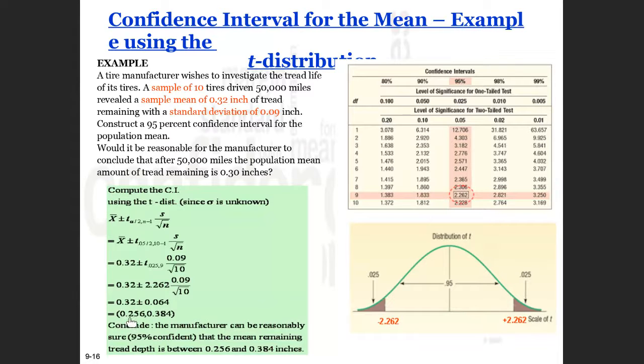this is your confidence interval at 95%, 0.256 up to 0.384. The conclusion that you can come to is that the manufacturer can be reasonably sure, 95% confident, that the mean remaining tread depth is between 0.256 and 0.384, which means 0.30 inches is within this interval. All right, any questions about that? Everybody's clear about that?